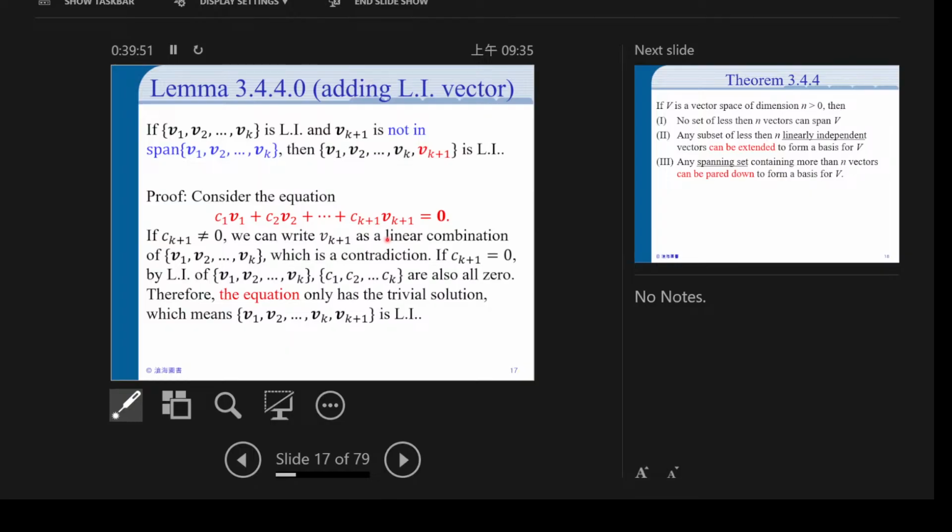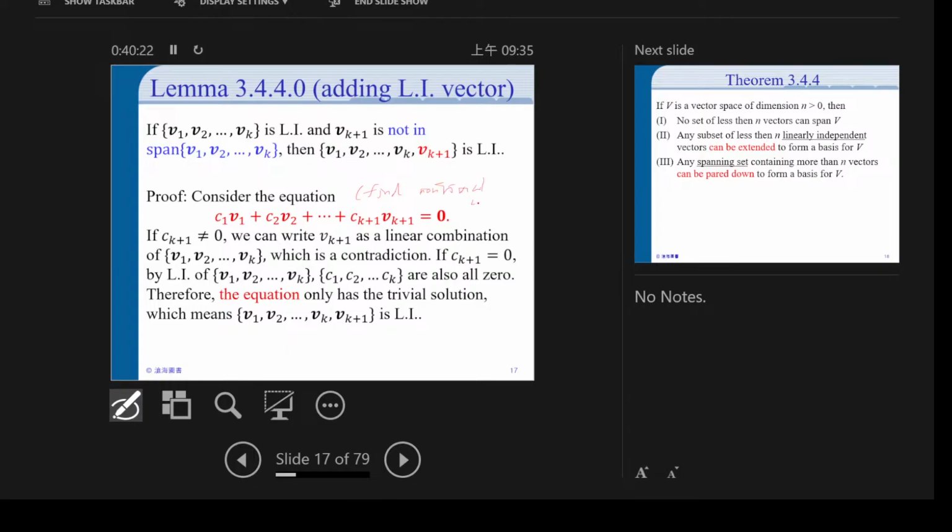Okay. And so we want to solve for this equal to 0. If you have ck plus 1 not equal to 0, then, I see. I guess here I should say we want to find a non-trivial solution.